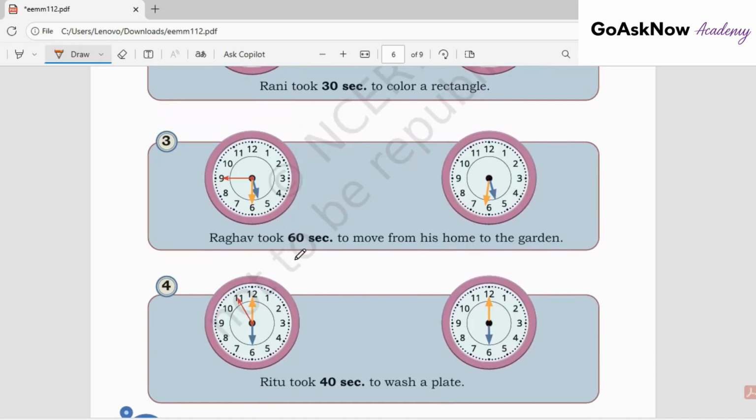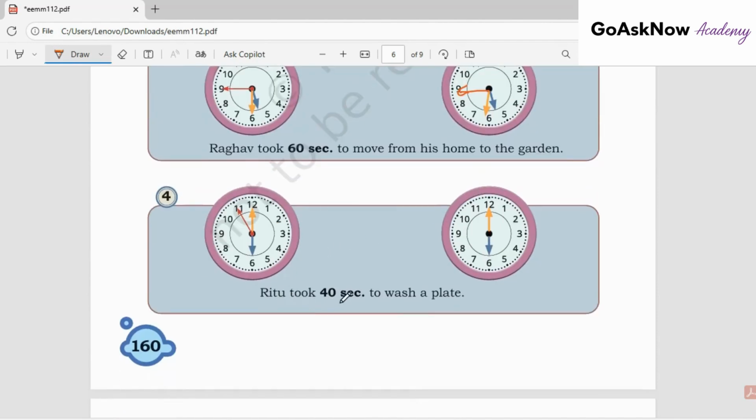Next. Raghu took 60 seconds to move from his home to the garden. Now 60 means the same one, which is 9. Next, Ritu took 40 seconds to wash the plate. Here it is on 55. That means 5, 10, 15, 20, 25, 30, 35, 40. That is on 7.